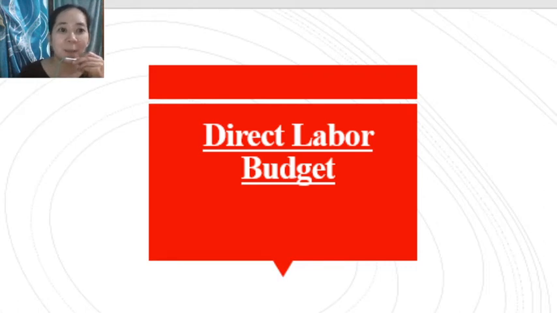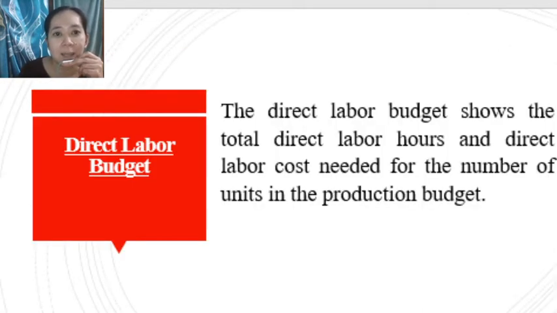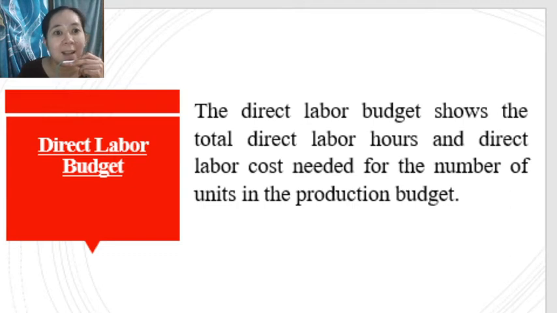Okay, so the next operating budget that we will prepare is the direct labor budget. Of course, this is part again of our production, because in order for the product to be produced, we need the labor factor to transform it from input to output. Here, the direct labor budget shows the total direct labor hours and the direct labor cost needed for the number of units in the production budget.